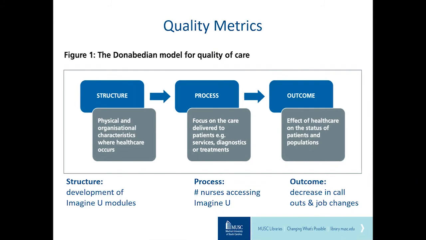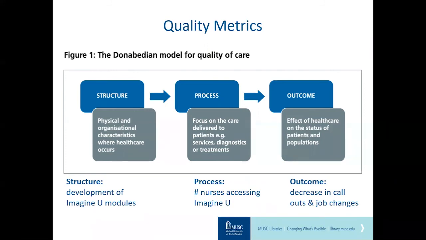Structure metrics are related to the physical and organizational characteristics where healthcare occurs. So an example from our practice scenario would be the development of those Imagine You modules. Process metrics focus on the care that's delivered. So in this particular case, the services were delivered to nurses, not patients. But a good process metric would be the number of nurses who accessed the Imagine You modules.